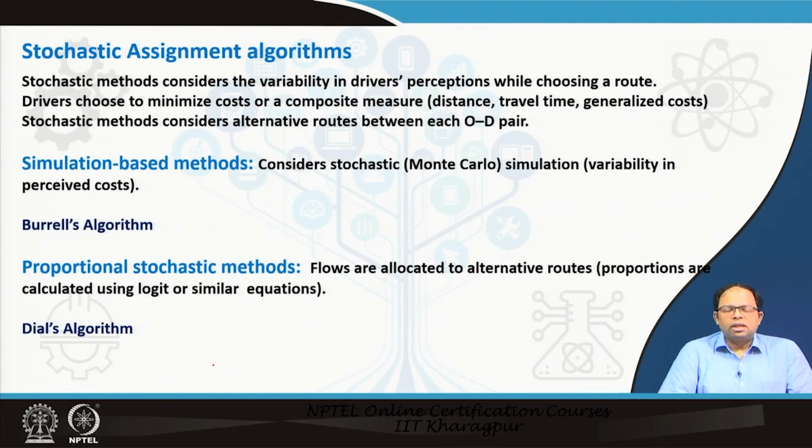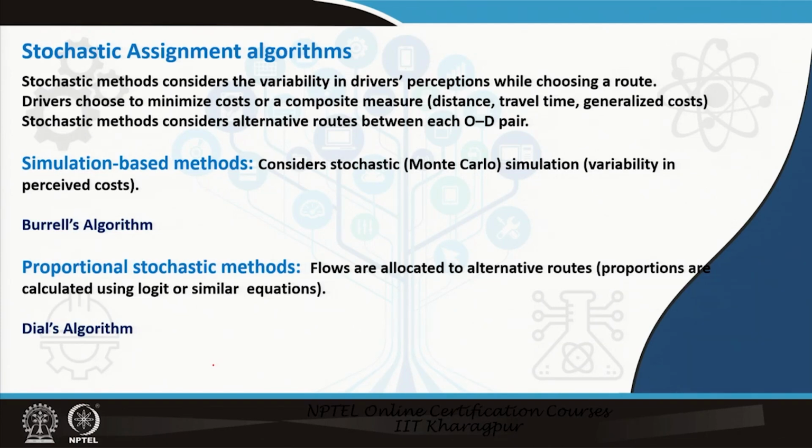And stochastic methods consider alternative routes between OD pairs. That means here it is not based on system equilibrium. It is just considering that, based on the knowledge of the drivers or their perception of the shortest path, they will choose different routes, and that will lead to a certain form of assignment. So there is no equilibrium that is being considered at this point of time.